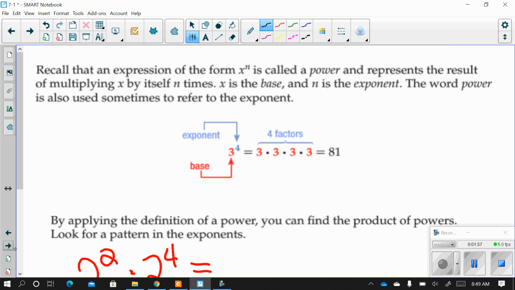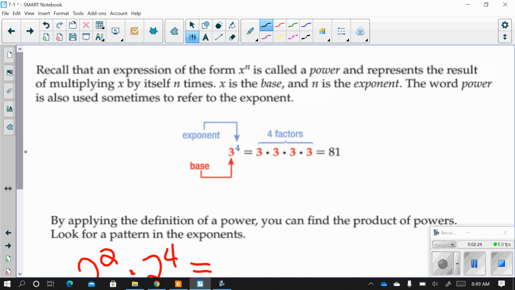So recall that an expression of the form x to the n is called a power, and it represents the result of multiplying x by itself n times. x is the base, n is the exponent. The word power sometimes can refer to the exponent as well. So for example, if I have 3 to the 4th, my base is 3, and my exponent is 4, so that means I take 3 and multiply it by itself 4 times, which is 81.